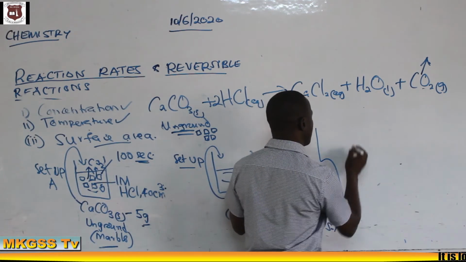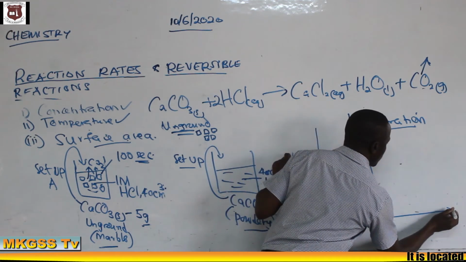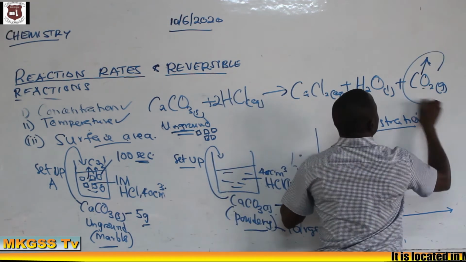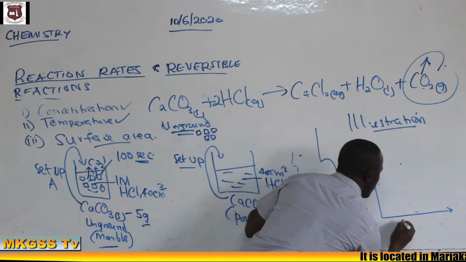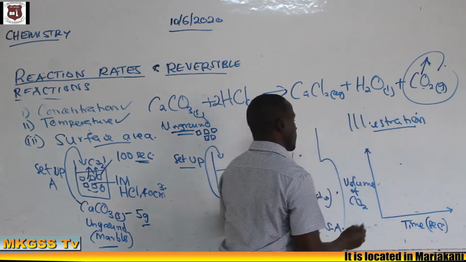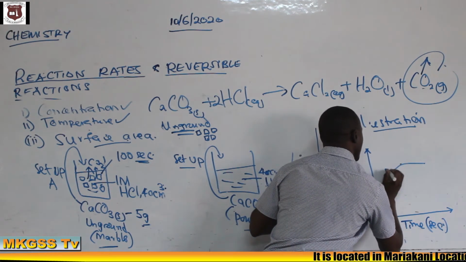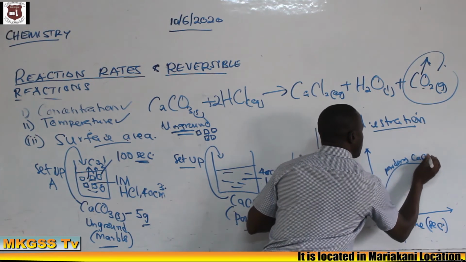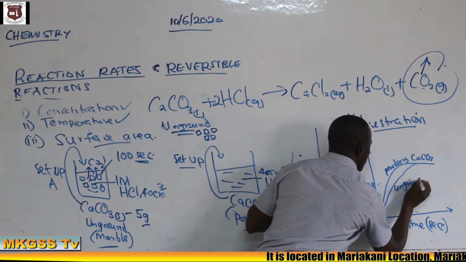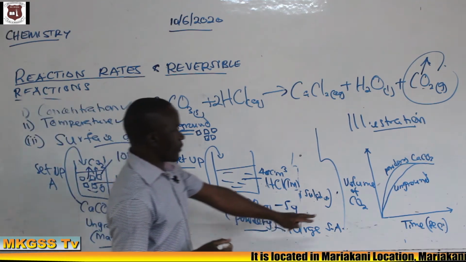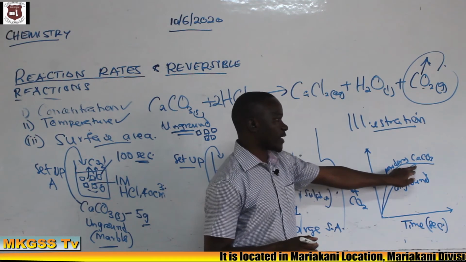So if you are to illustrate this one graphically, that is in terms of volume of carbon 4 oxide produced per unit time in seconds, then you'll realize that if this one is for powdery calcium carbonate, then this one will be for unground. The graph for powdery calcium carbonate is steeper compared to the graph of unground calcium carbonate.